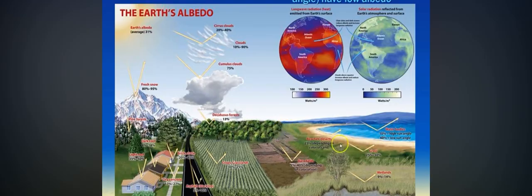Beaches and deserts have kind of a moderate albedo. Compare that to soil, quite a low albedo, depending on the color of the soil. If it's a black soil, it'll be low. And if it's not so black, if it has less organic matter in it, then it will be a higher number.